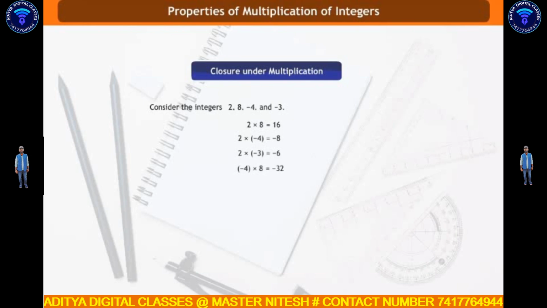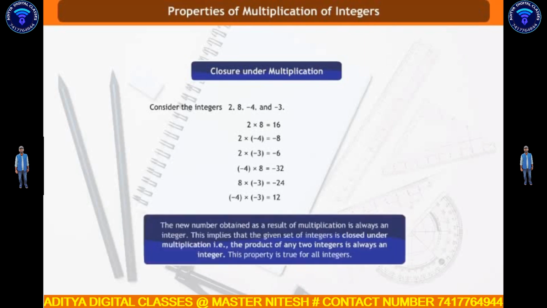Minus 4 into 8 is equal to minus 32. 8 into minus 3 is equal to minus 24. Minus 4 into minus 3 is equal to 12. What do you observe? We observe that the new number obtained as a result of multiplication is always an integer. This implies that the given set of integers is closed under multiplication. That is, the product of any 2 integers is always an integer. This property is true for all integers.